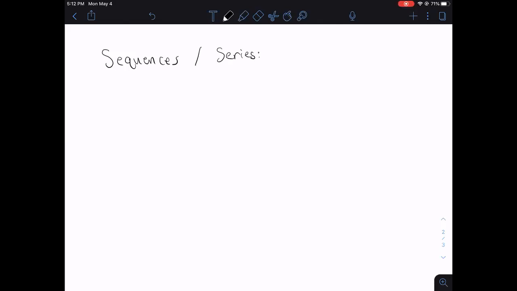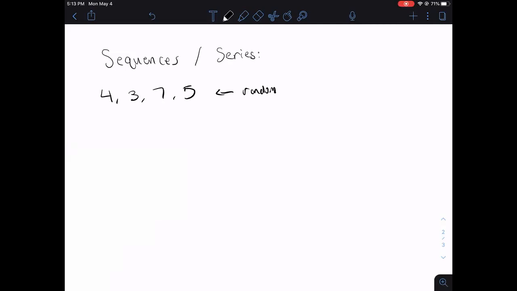So what are sequences? Sequences are basically just a list of numbers, and they don't necessarily have to follow any rules. So let's just have, like, 4, 3, 7. These are just random numbers, and this could be a sequence. However, we want to look at sequences that are more interesting.